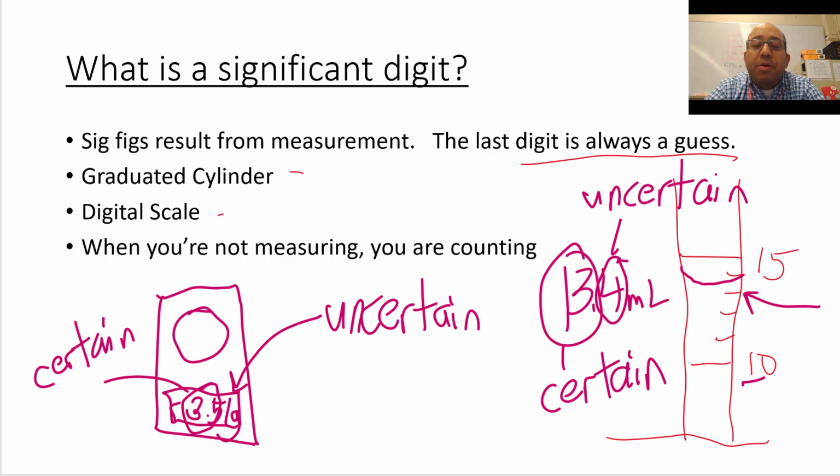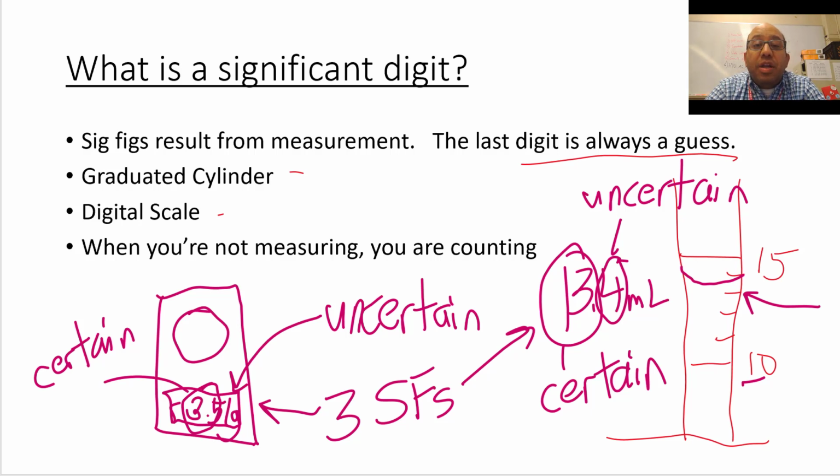So, in both of these cases, the number of significant figures is the number of digits in the number. It's 3 significant figures in both cases, both the one on the right with the graduated cylinder and the one on the left with the digital scale. Notice in both cases we're using measurement and we're guessing 1 extra digit.